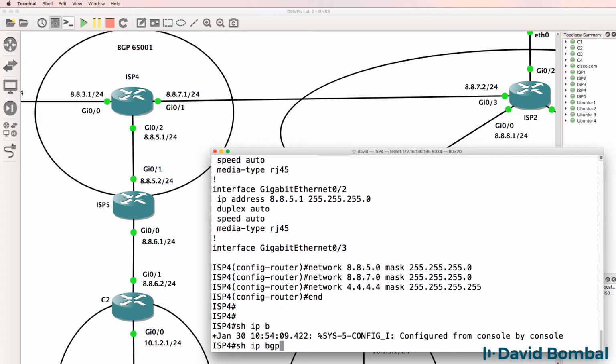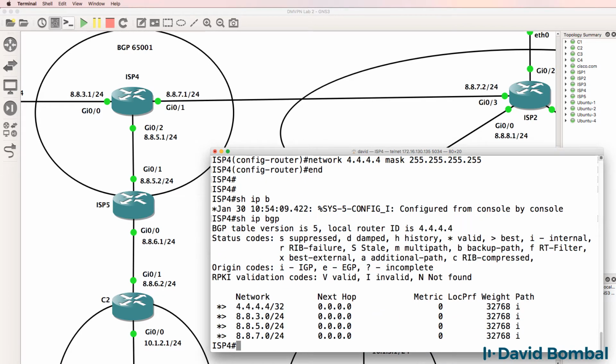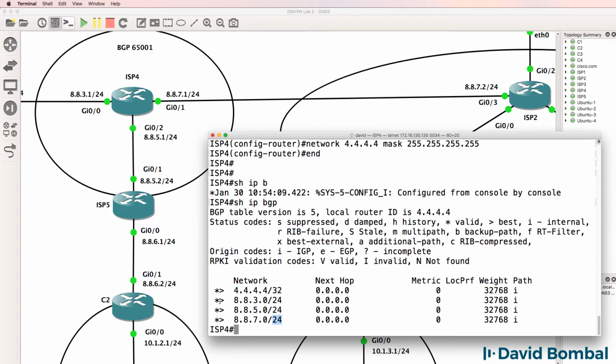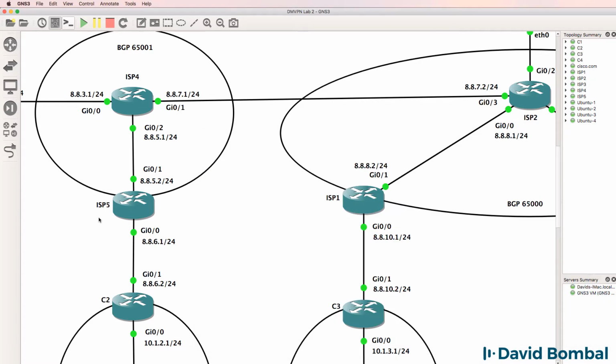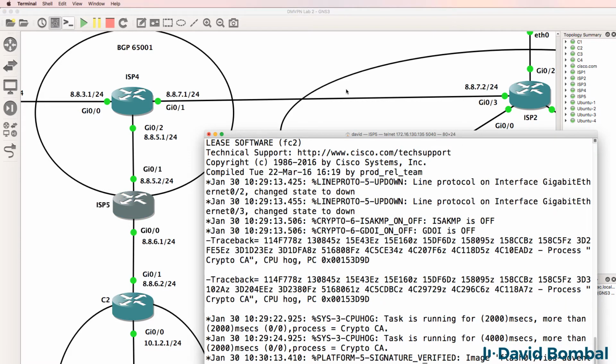So show IP BGP shows us that we've got BGP routes in the BGP routing table. So that's good. We can see the loopback and the three physical interfaces in the BGP routing table. I'll now configure router 5.